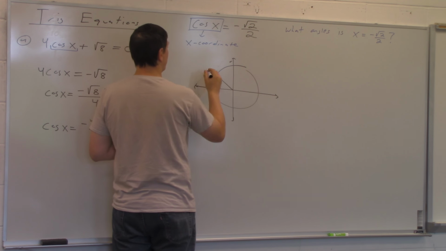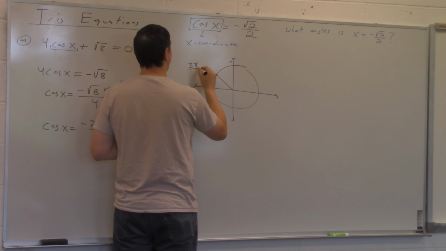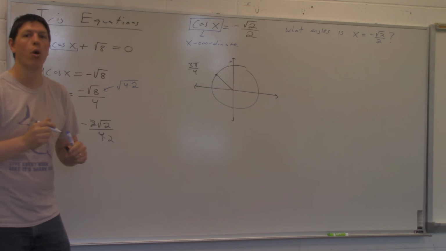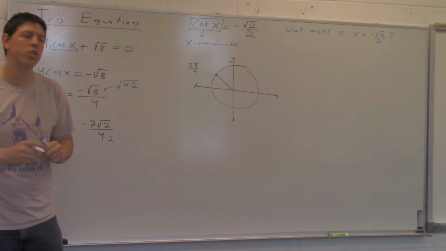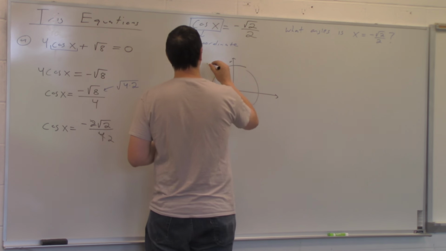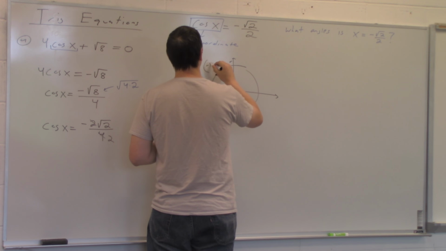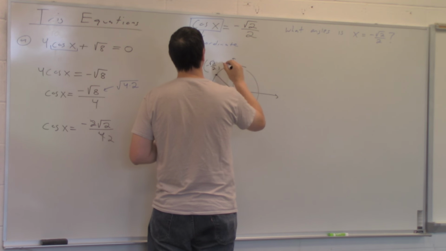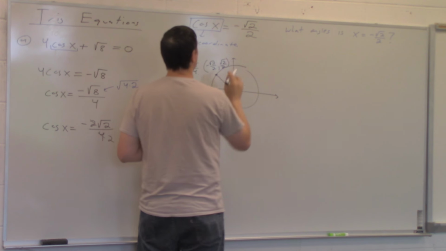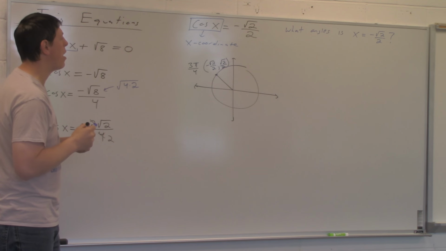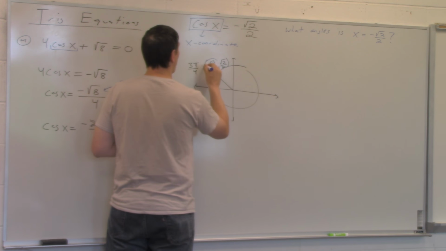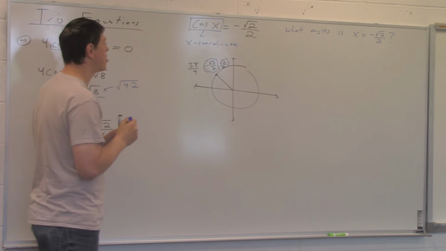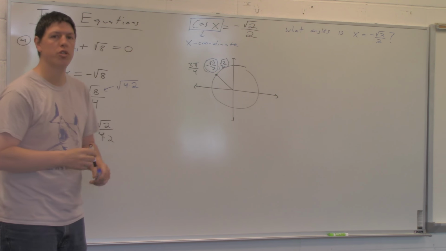I want you guys to look at the angle 3 pi fourths in quadrant 2, otherwise known as 135 degrees. At 3 pi fourths, the x-coordinate is negative root 2 over 2, and the y-coordinate is root 2 over 2, which we don't care about. All we care about is the x-coordinate. Okay, so this is what we're looking for. We're looking for where the x is negative root 2 over 2.